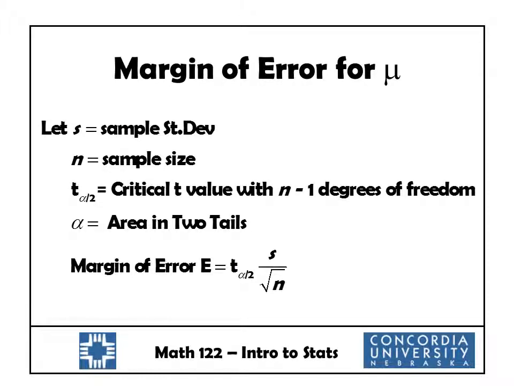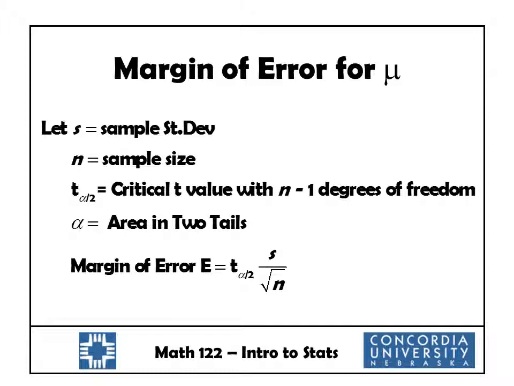Next we talked about calculating a margin of error for mu, a population mean. Again, the idea here is that we try to estimate a mean mu with a sample mean x bar. But we want some measure of its accuracy. We measure that with a margin of error, and then based off of that we calculate a confidence interval.